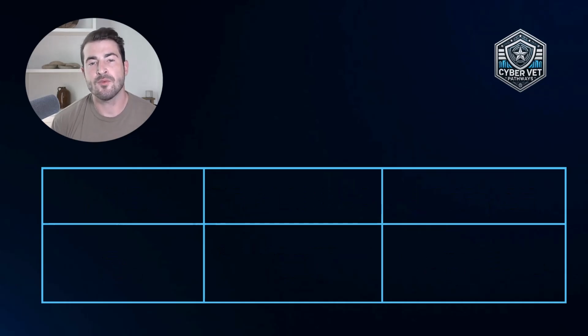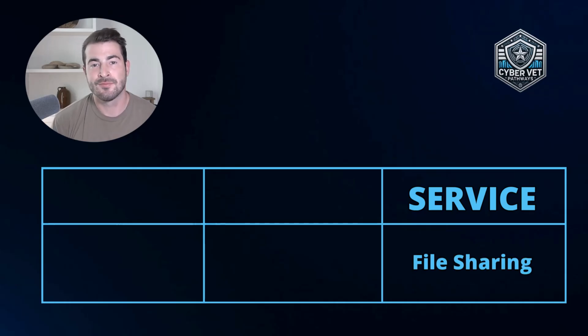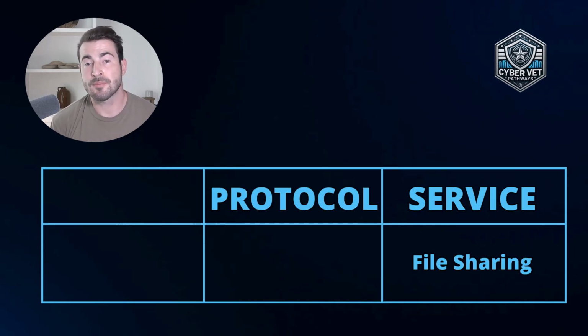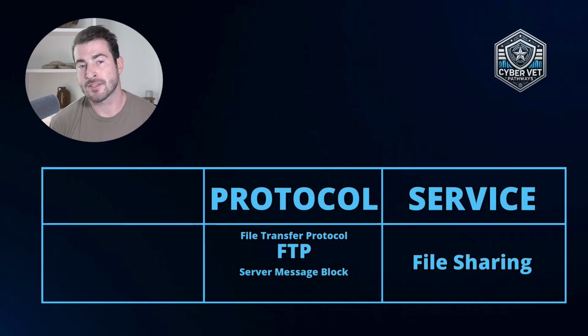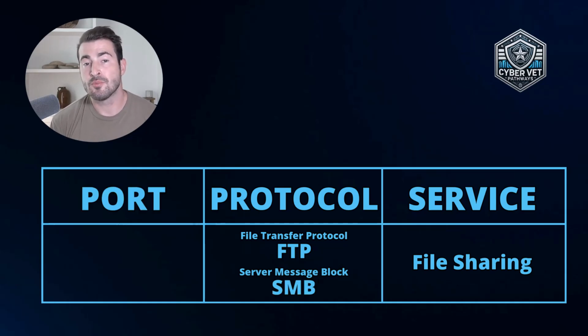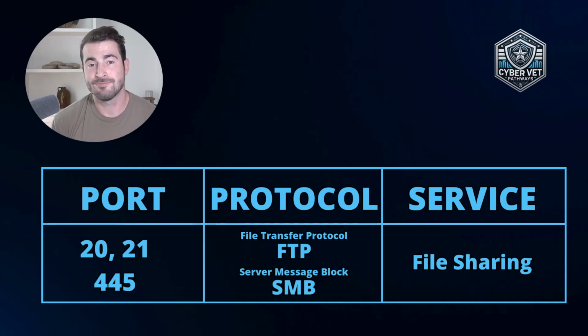Up next, let's say we have the task of wanting to send or receive a file. For our service, we want to use a file sharing service. Up to our protocols, there are two very popular options: File Transfer Protocol, or FTP, or Server Message Block, also known as SMB. At a port level, FTP may use ports 20 and 21, and SMB may use port 445.